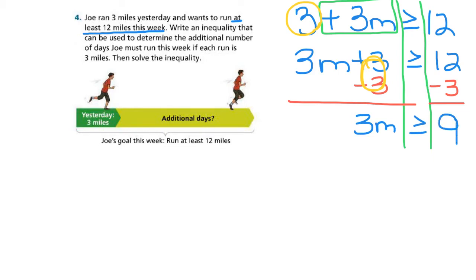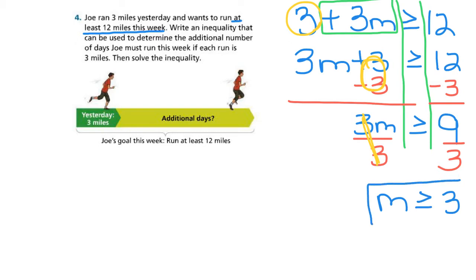My next step is to get rid of the multiplying by 3, and in order to do that, we are going to divide both sides of the inequality by 3. 3m divided by 3 gives us the 1m. 9 divided by 3 is 3. And since I divided by a positive, my sign is going to stay the same. So m is greater than or equal to 3.